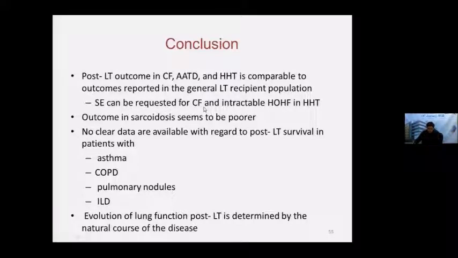Standard exceptions can be requested for cystic fibrosis and high output heart failure in HHT. Outcomes in sarcoidosis are poor, even as compared to HPS. So no clear data are available with regard to post-liver transplant survival in asthma, COPD, pulmonary nodules, and interstitial lung disease. Evolution of lung function post-LT is determined by natural course of disease.